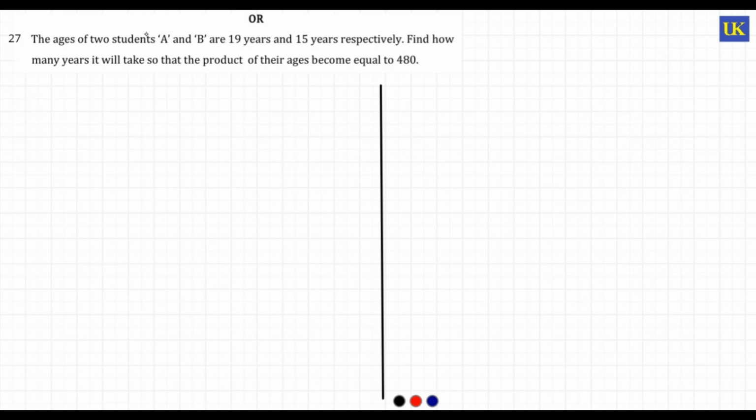Now here we will solve. There is one more question in 27 which is given in OR for same 27. So there are two questions here. So either the first one or the second one you have to attempt.